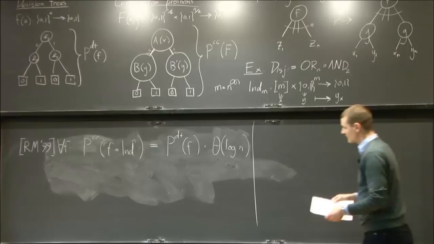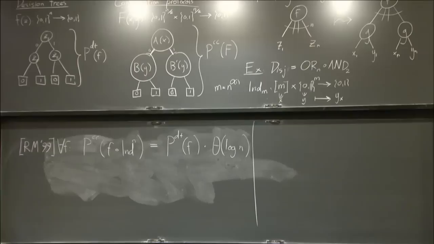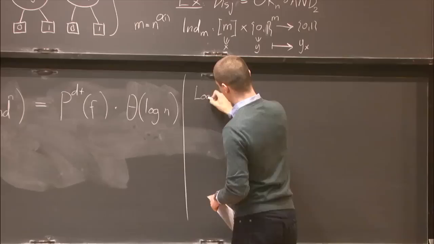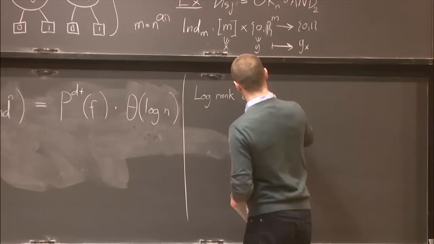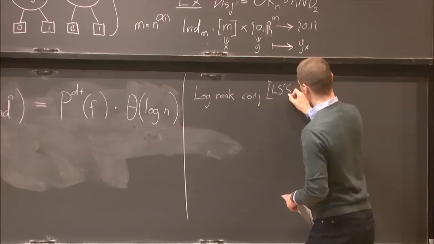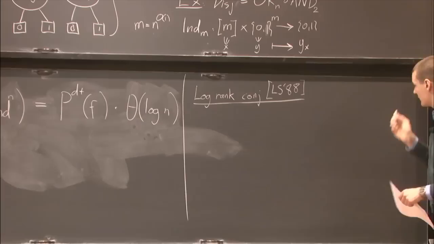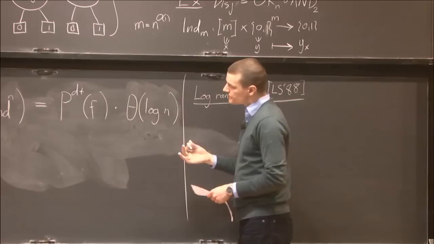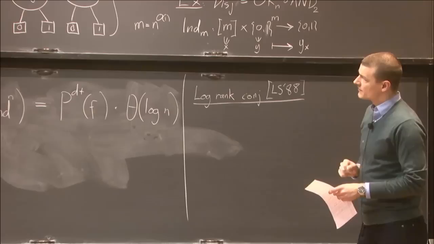So an application. It's maybe the most famous open problem in communication complexity, called the log rank conjecture, due to Lovász and Saks. They conjectured that you can characterize the communication complexity of any capital F in terms of its rank over the reals.